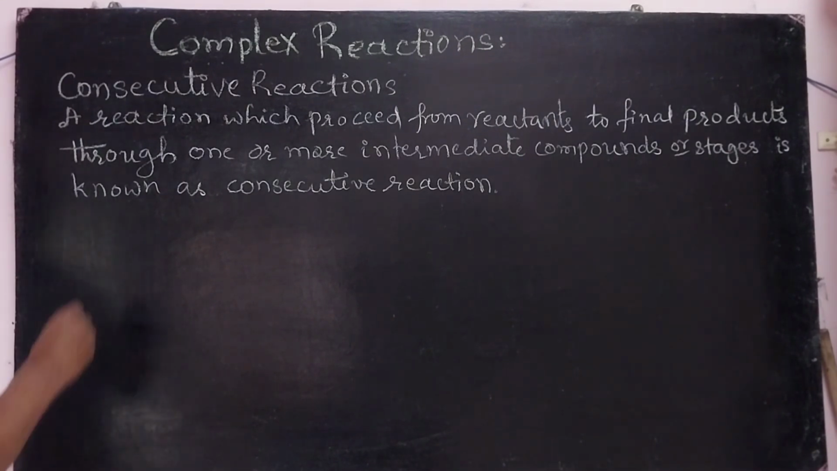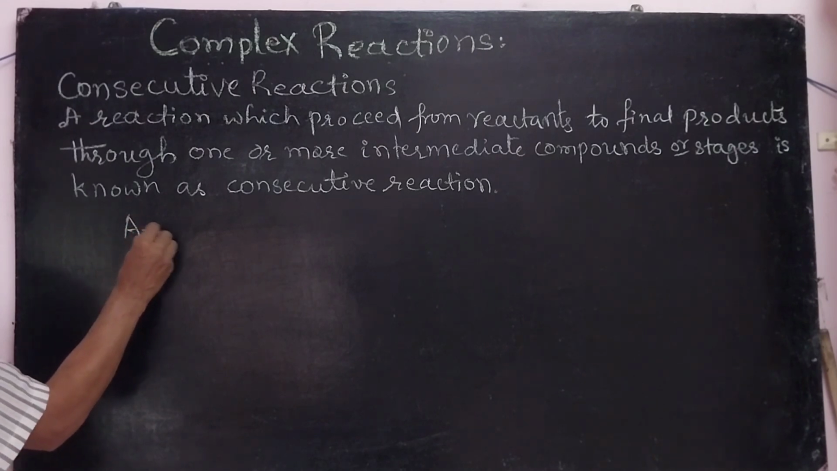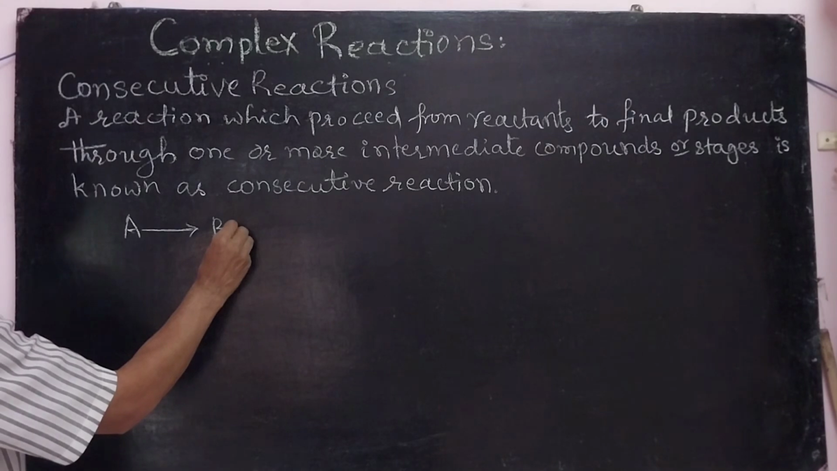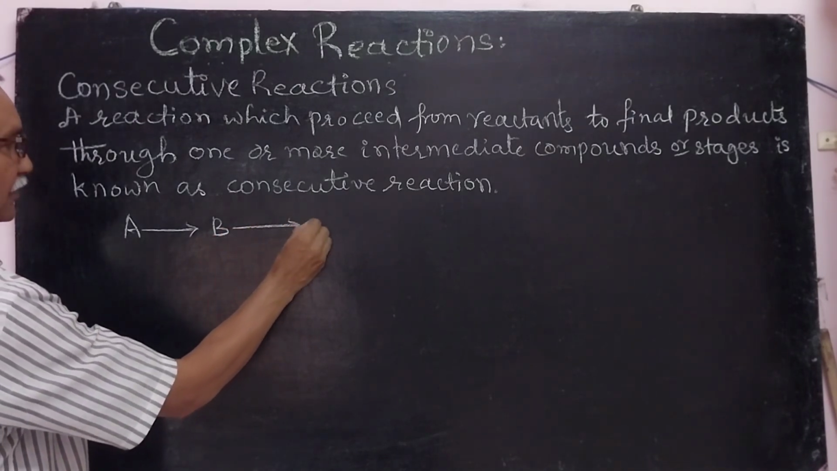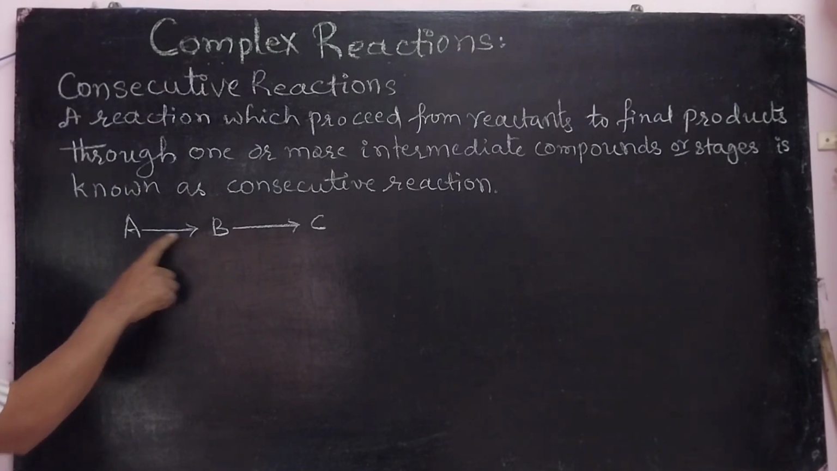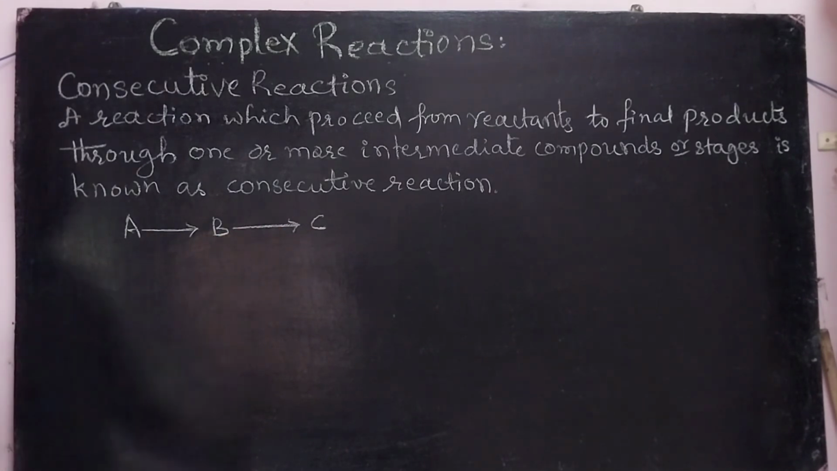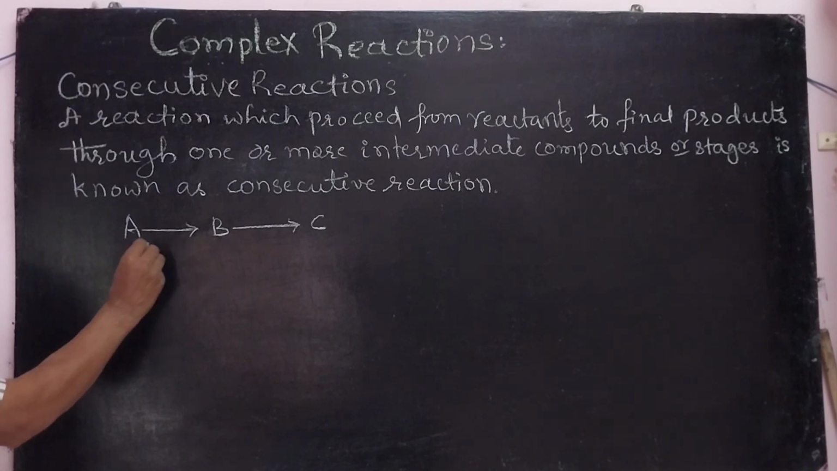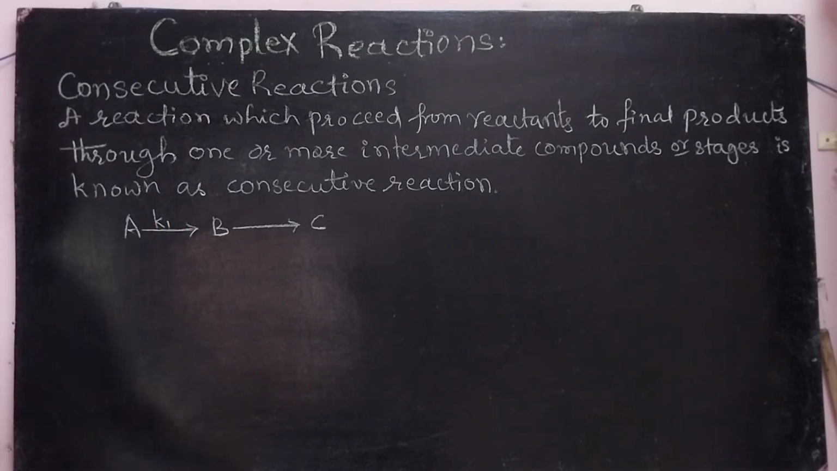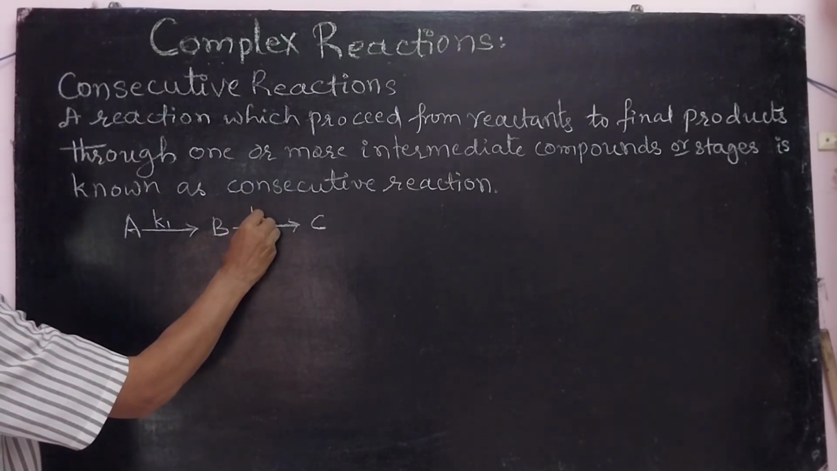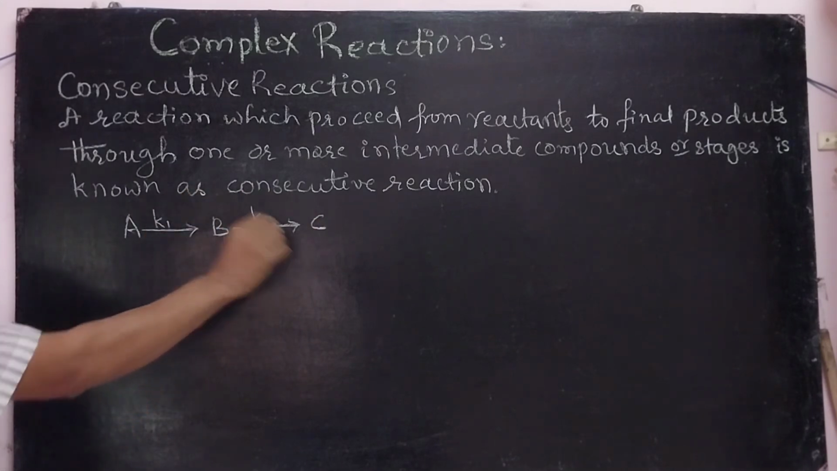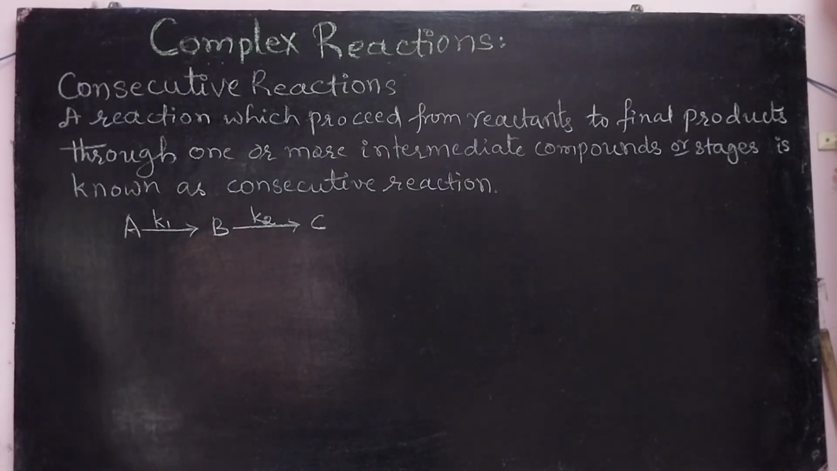For example, here A is one reactant, reacting to give B. B reacts to give C. Here B is an intermediate, A is the reactant and C is the final product. This first stage takes place with rate constant K1 and the second stage takes place with rate constant K2. That is, the intermediate compound gives products this way.